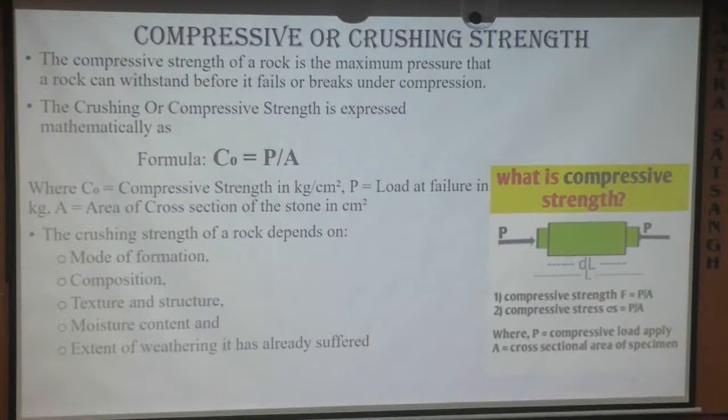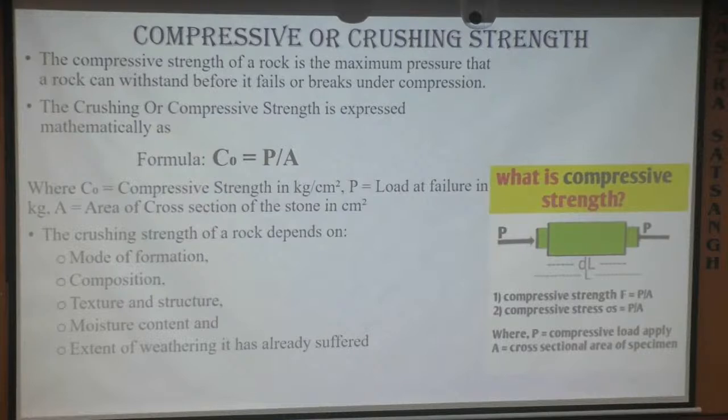Now, let's get into a little bit of the engineering aspect of it. The compressive strength, or crushing strength as it is also called, of the rock is the maximum pressure that a rock can withstand before it fails or breaks under compression. If a certain amount of load is given, we have uniaxial, triaxial tests, etc. But let's take it as a uniaxial test. When the loading takes place at one stage, it fails, it cracks, and that is what we call the compressive strength. This can be expressed mathematically as C0 equal to P by A, where C0 is the compressive strength, given in kilograms per centimeter square, P is the load at failure in kilograms, and A is the area of cross section of the stone in centimeter square.